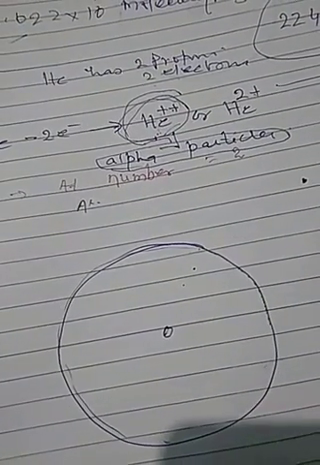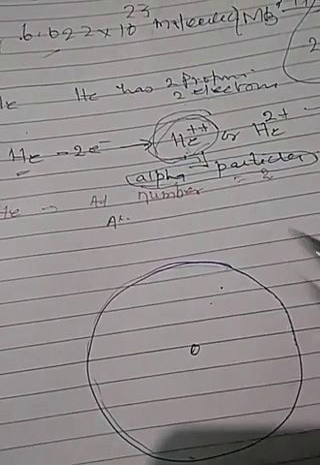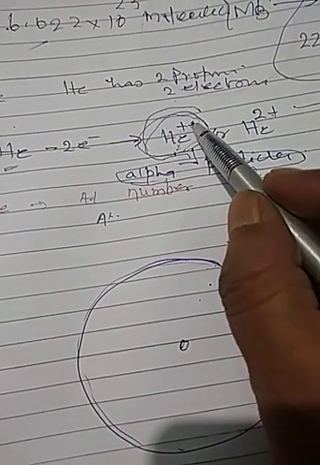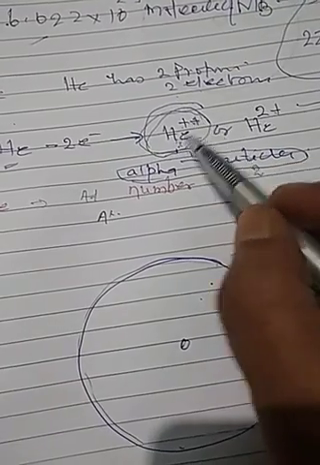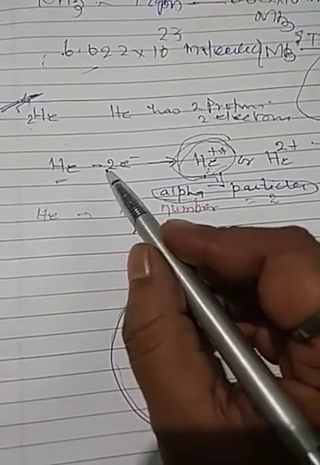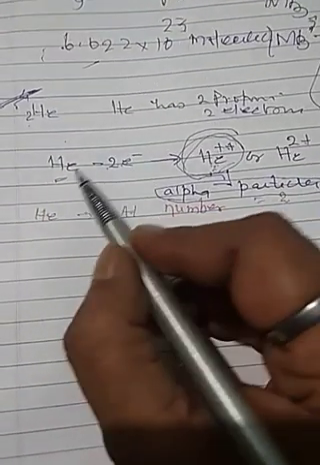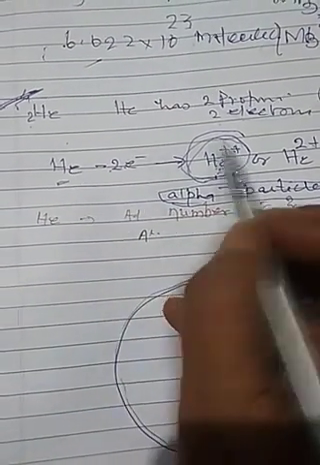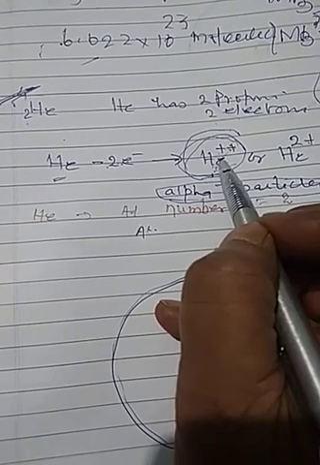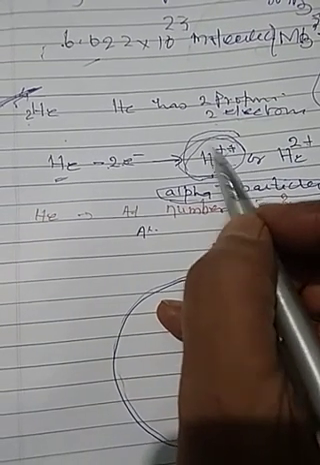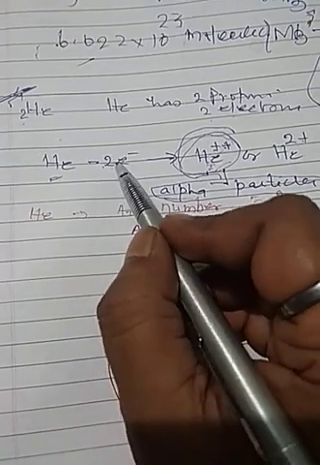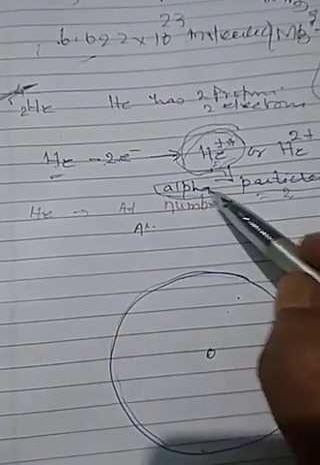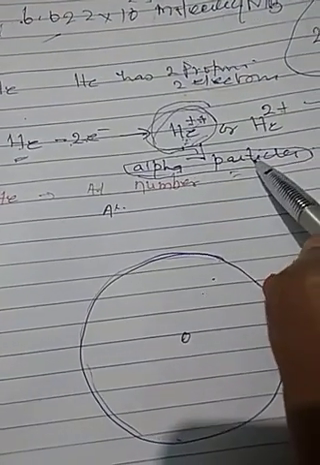So what is an alpha particle? The doubly charged helium ion. And how is it formed? By losing 2 electrons from a neutral helium. So this doubly charged helium ion, formed by losing 2 electrons from a neutral helium, is called an alpha particle.